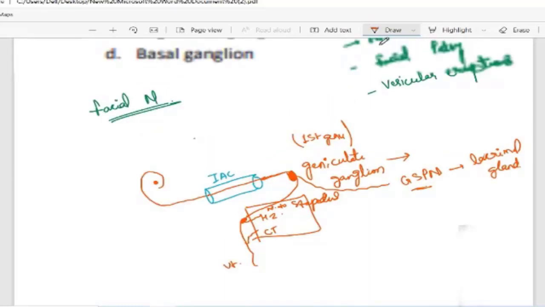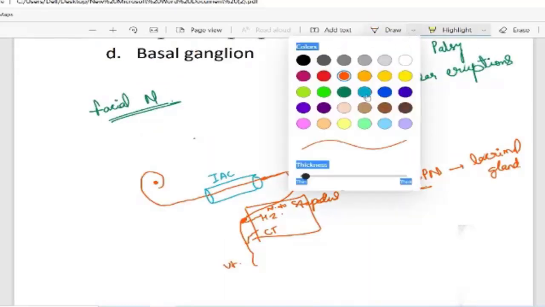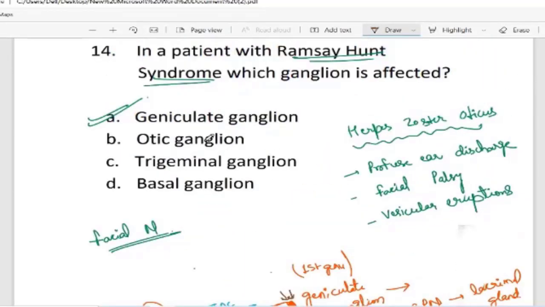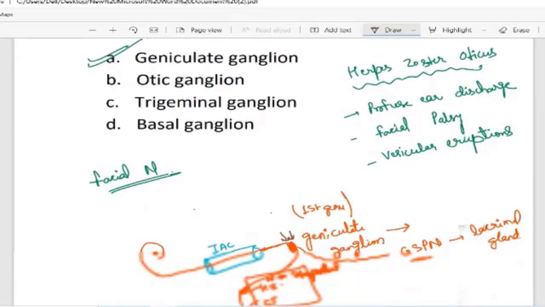So basically, in Ramsay-Hunt syndrome, what is happening is that as the facial nerve is traveling like this, the herpes zoster virus attacks at the geniculate ganglion, producing the facial palsy. So in Ramsay-Hunt syndrome, the geniculate ganglion will be affected.